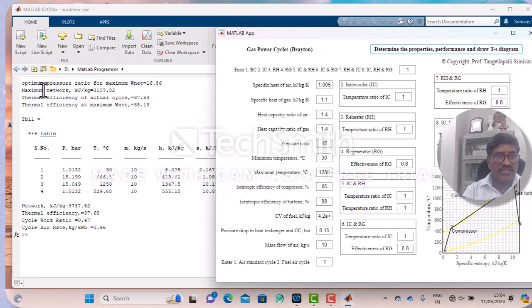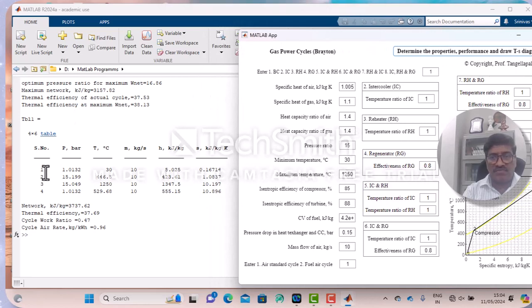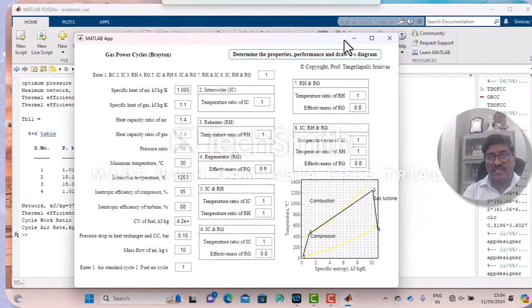The optimum pressure ratio, maximum net work, thermal efficiency, and the maximum thermal efficiency at the maximum output are shown. And the properties at each and every state, like there are 4 states here in the Brayton cycle: pressure, temperature, mass flow rate, enthalpy, and entropy. Work output, thermal efficiency, cycle work ratio, and cycle air rate are also calculated as per the given conditions.